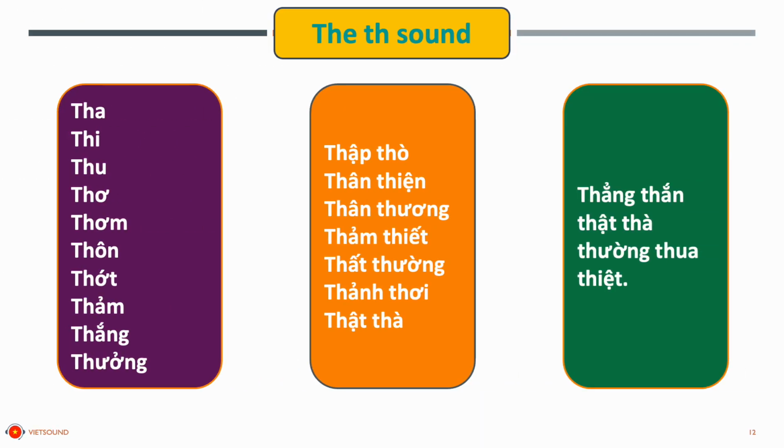Let's practice saying some words with the th sound. Tha, thi, thu, thơ, thơm, thôn, thớt, thảm, thắng, thưởng, thập thò, thân thiện, thân thương, thảm thiết, thất thường, thảnh thơi, thật thà, thẳng thắn, thật thà, thường, thua thiệt.